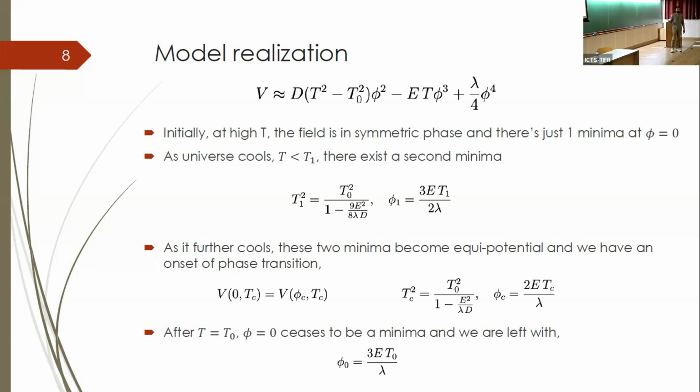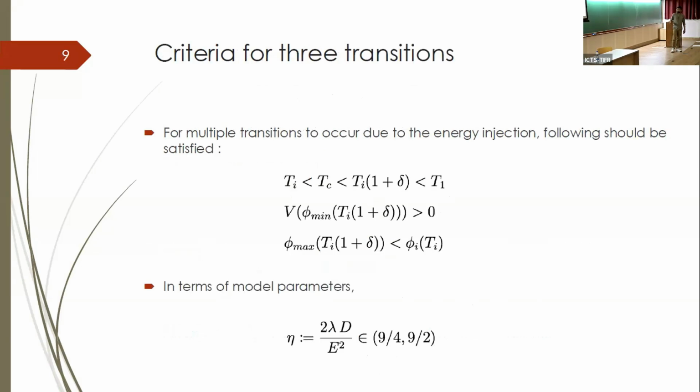So this is the standard story. For us, since there is some energy injection, what it implies is that it can lead to the reheating of the hidden sector, which can lead to multiple phase transitions. So for the situations I want to describe, we can have 3 transitions instead of just a single transition.